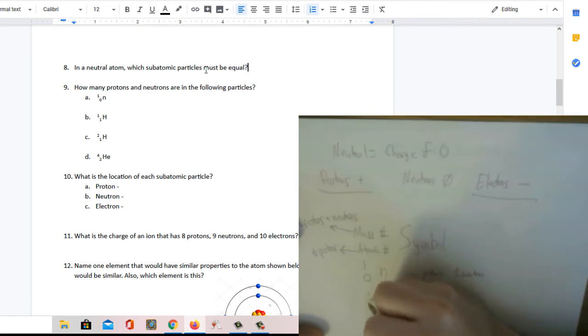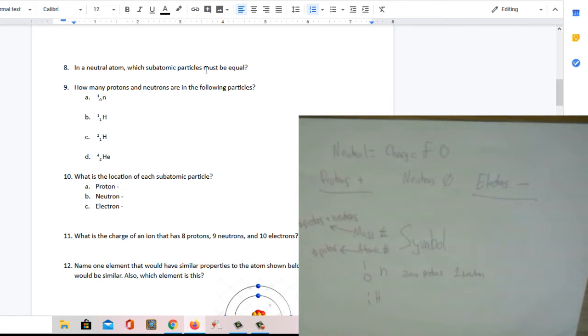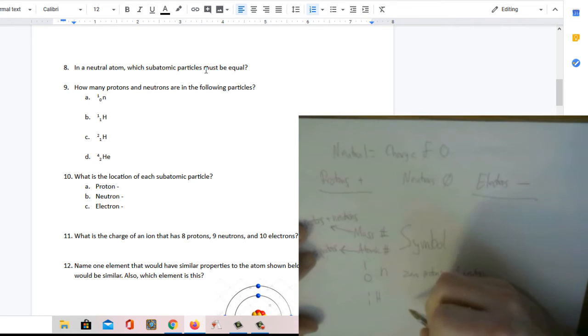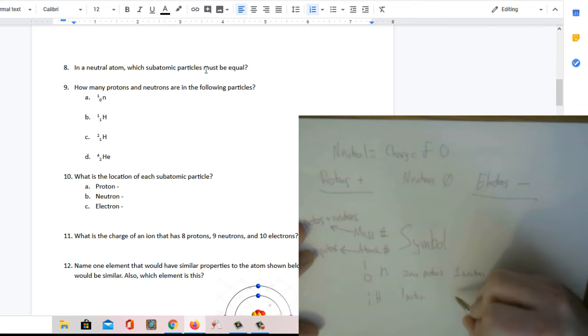Next example is 1 over 1. So 1 over 1, uppercase H. Uppercase H is hydrogen. And if you look at the atomic number there on the bottom left, it says that it's 1. If its atomic number is 1, it means it has 1 proton. And its mass is 1 also, which means that the proton is the only thing giving it mass. So that's 1 proton, 0 neutrons.